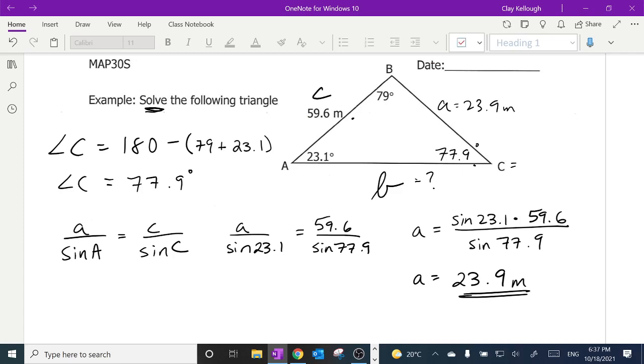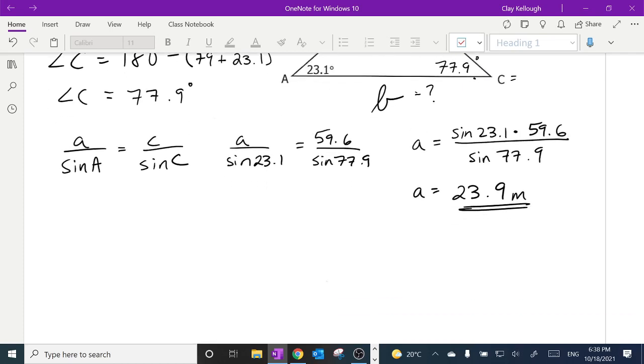Can't I go a squared plus b squared equals c squared? And the answer is no, you can't. How come? Because Pythagoras only works with right triangles. This is an oblique triangle. I have no choice but to go back to sine law.